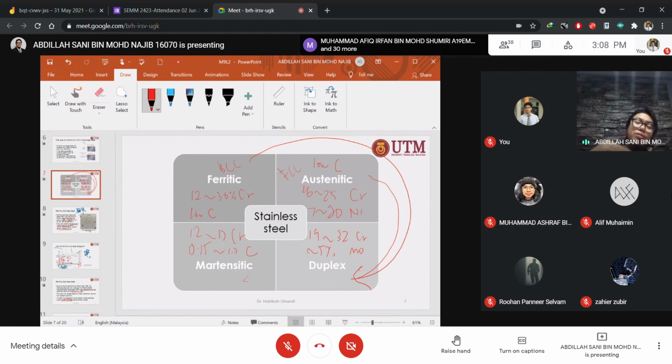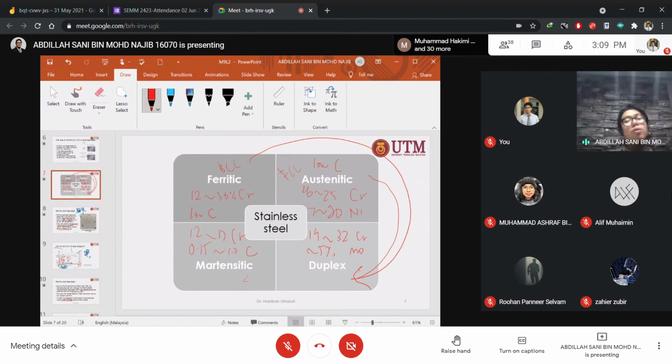But they have this interfaces of ferritic and austenitic. So their strength would be better. In this case, twice than the ferritic and austenitic.